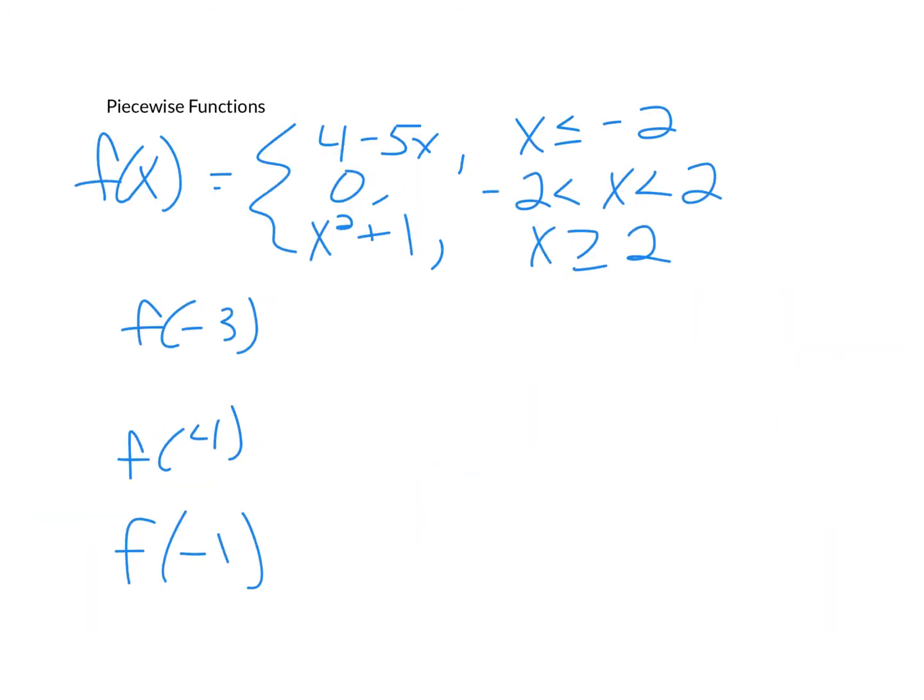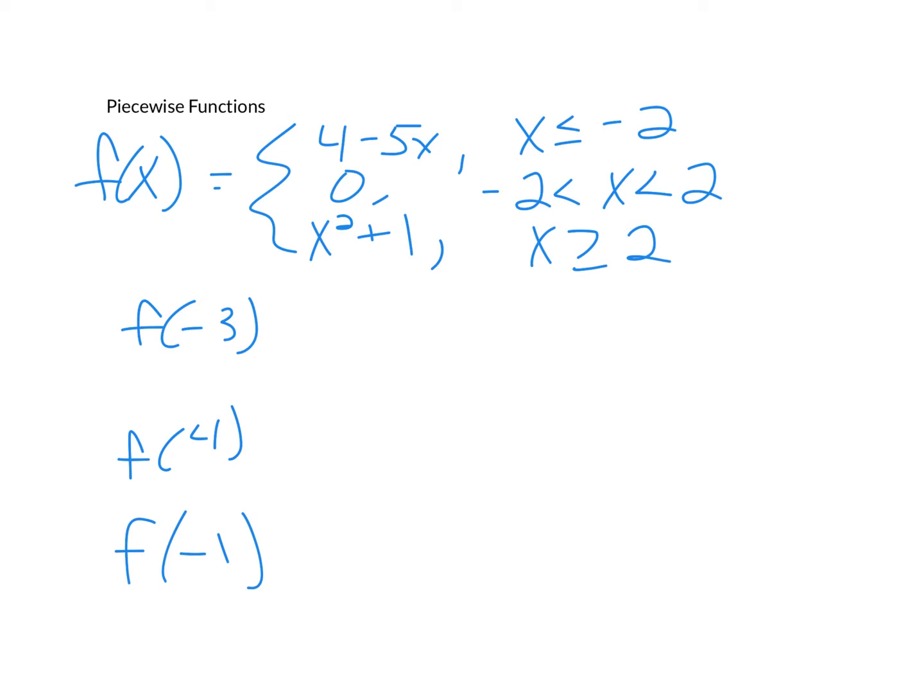So this is what's called a piecewise function. We have different intervals on our inputs. Those are your inputs, and what we're going to do is, up here, we have x is less than or equal to negative 2. That means for all x values we're inputting that are less than or equal to negative 2, we're going to use this function. Between negative 2 and 2, use this function. Anything 2 and bigger, we'll use this function.